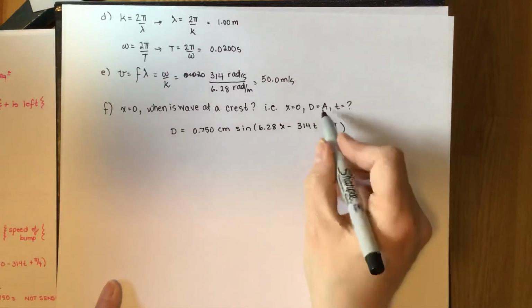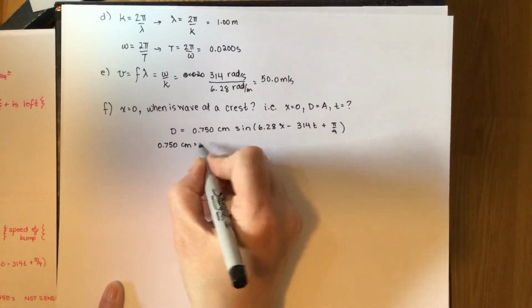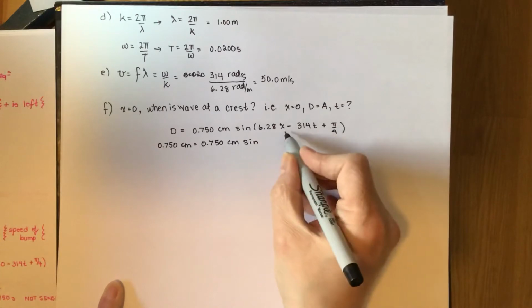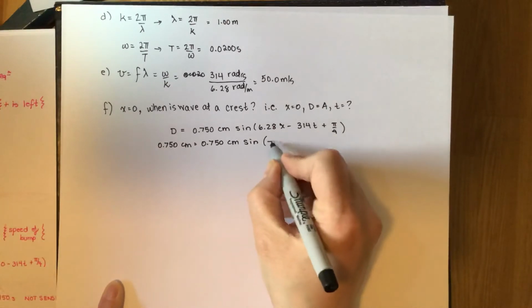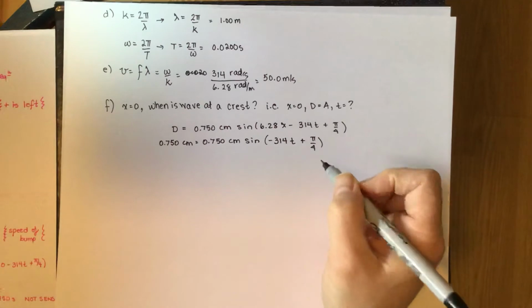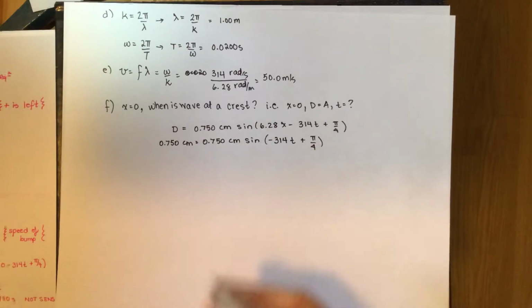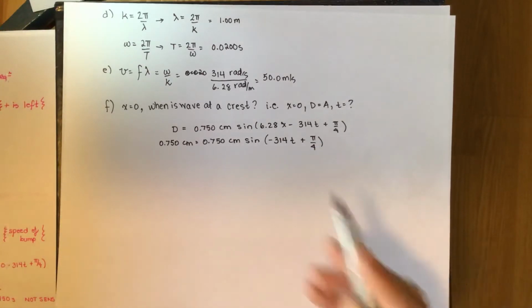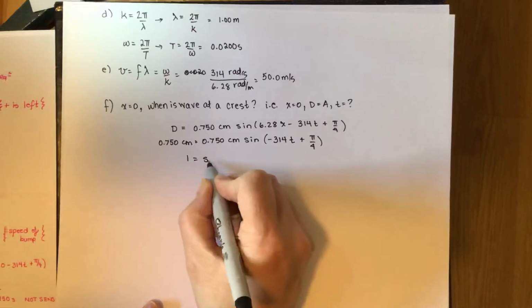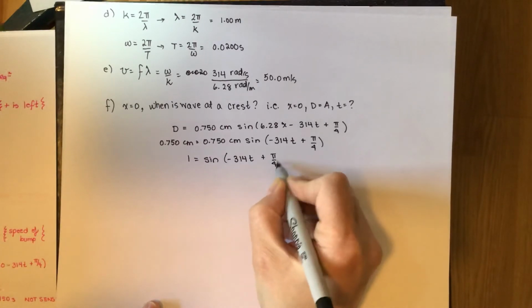Let's put in the numbers that we know. We know that d is equal to the amplitude, that's 0.75 centimeters, times sine of 6.28 times 0, that's going to give us 0. We're left with minus 314t plus pi over 4. Now we see that we have something to work on here. We know everything in this equation except t. So let's go through solving for t. The first thing we'll do is divide both sides by 0.750 centimeters. That leaves us with 1 equals sine of minus 314t plus pi over 4.